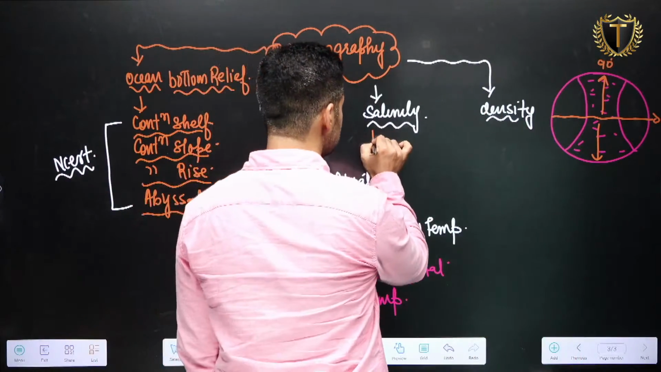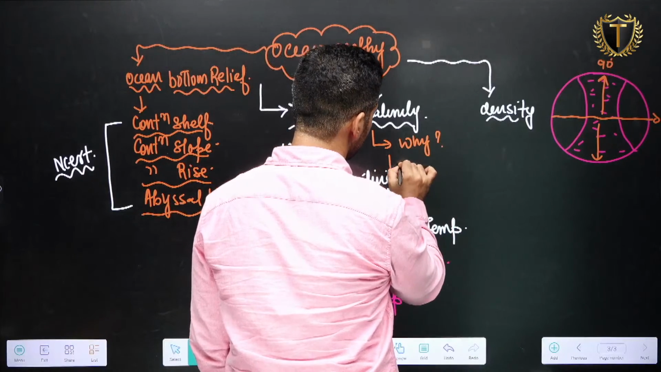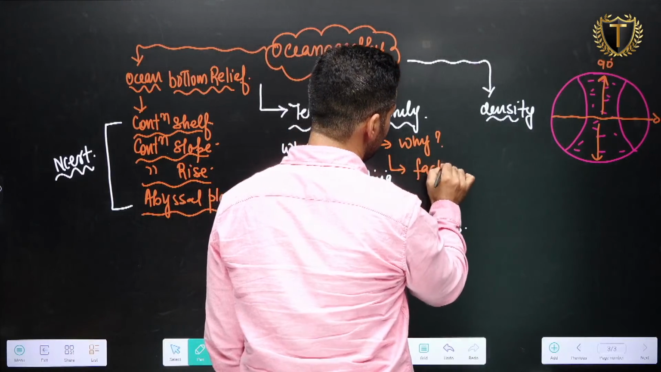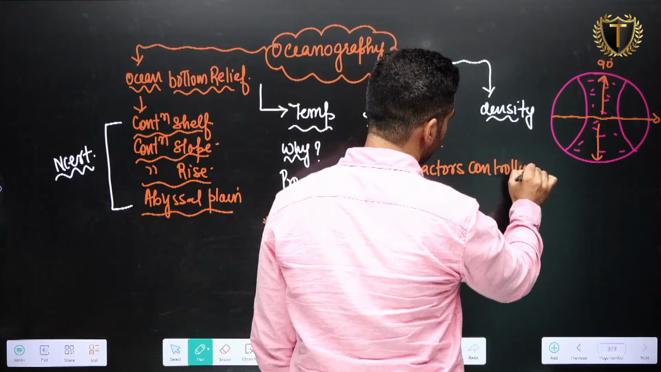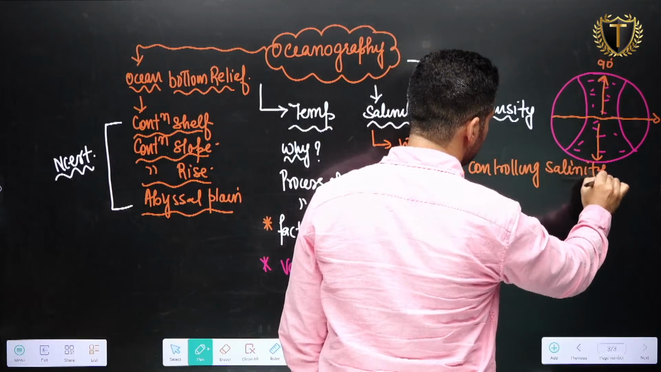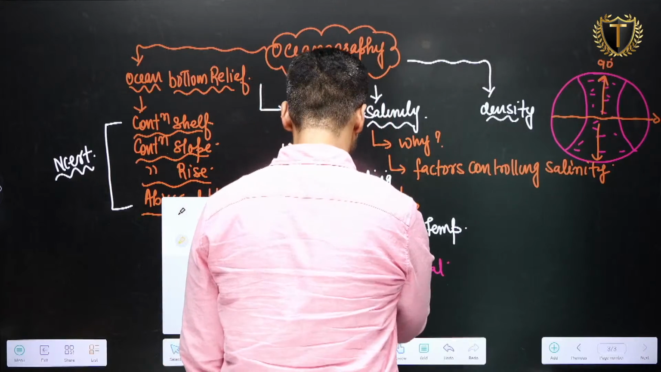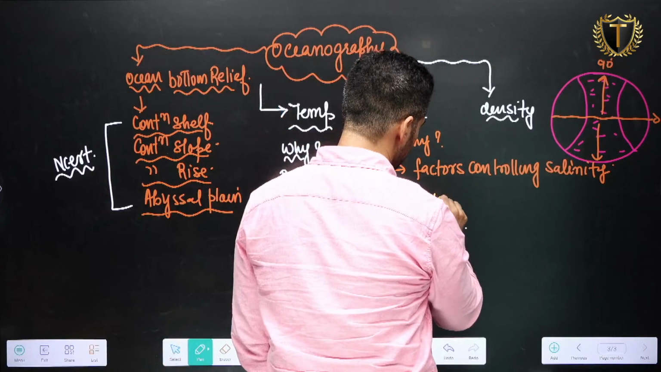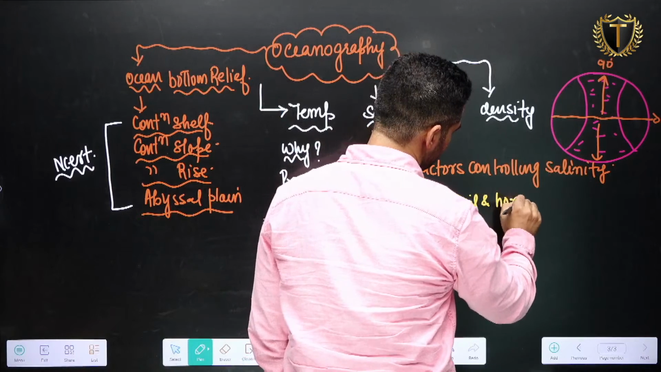Similarly, when we talk about salinity here, why is salinity important? Factors controlling salinity. And then we have another part here, which is the vertical and horizontal distribution of salinity.